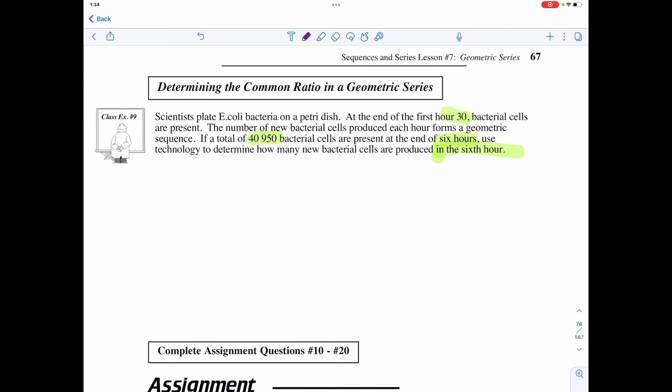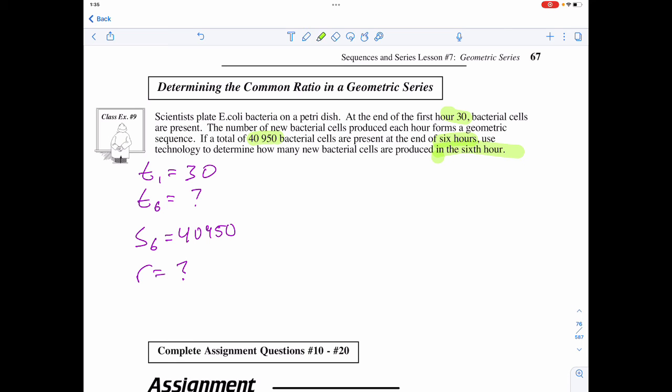So what do I know? I know that my first term is 30. That's after 1 hour. I'm trying to solve what term 6 is, but I don't really know it. I do know that the sum of the first 6 terms is 40,950. And I don't know what my R value is.